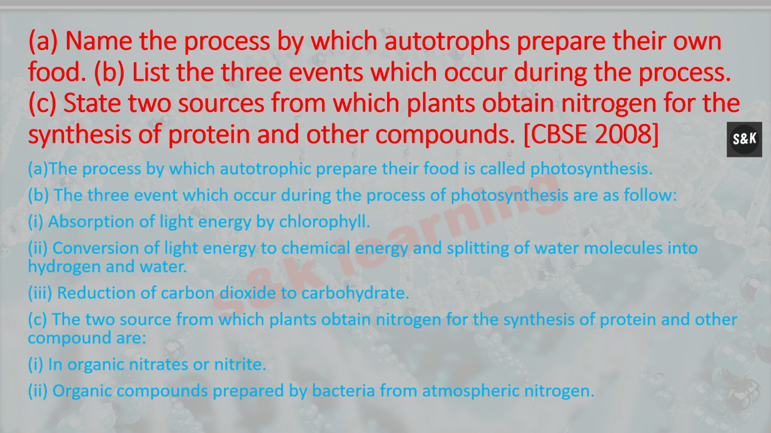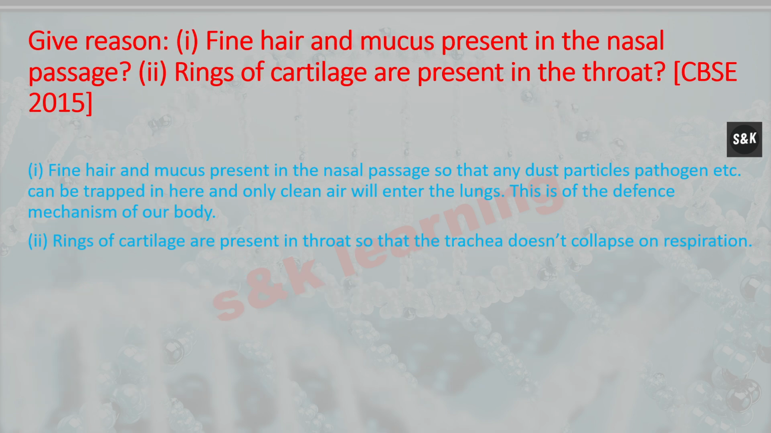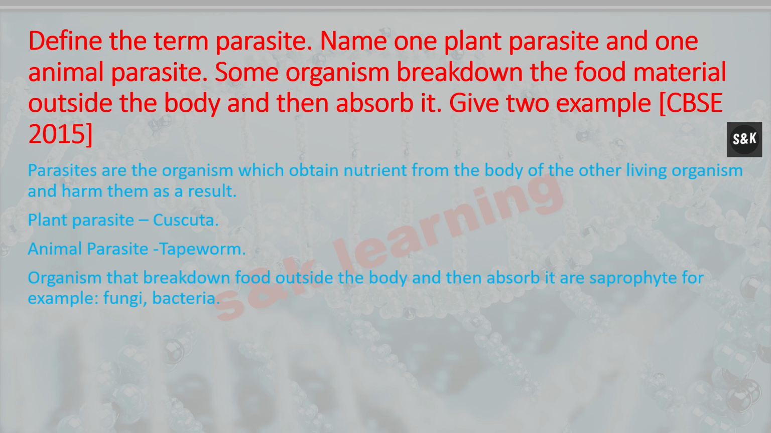C. State two sources from which plants obtain nitrogen for the synthesis of protein and other compounds. The two sources from which plants obtain nitrogen for the synthesis of protein and other compounds are inorganic nitrate or nitrite. Second, organic compounds prepared by bacteria from atmospheric nitrogen. Define the term parasite. Name one plant parasite and one animal parasite.